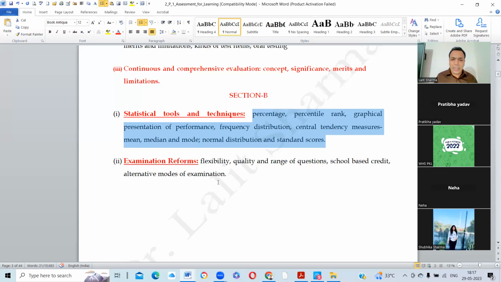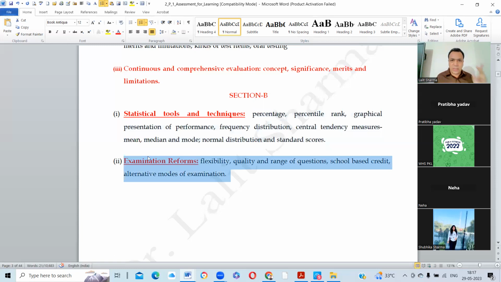Otherwise, you are getting two full-fledged questions from examination reforms. 100% the questions come: flexibility in the examination. What is the flexibility in the examination? What is the normal distribution? What is the credit system? The question is coming from here. Flexibility in examinations, because the topic is examination reform.